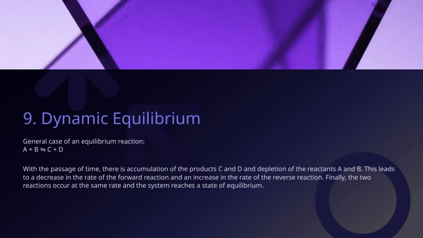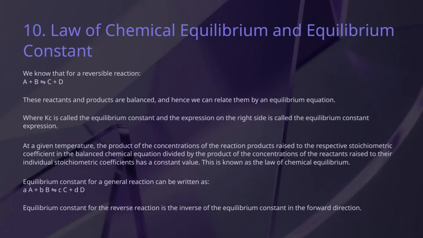In this state, even though reactions are still occurring, there's no overall change in the concentrations of reactants and products. This concept is fundamental because it shows us how reactions can settle into a stable balance, which is key to understanding many chemical processes we encounter in real life. Let's look at the equilibrium constant for the reverse reaction. It's actually the inverse of the forward reaction's equilibrium constant. So, if we know one, we can easily find the other by taking its reciprocal.